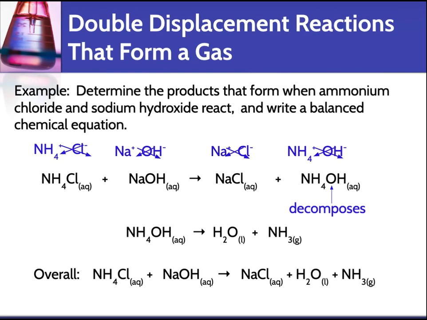So those are the types of double displacement reactions that you're going to be asked to predict products for. The ones from the previous lesson with the precipitate, and these new ones: the neutralization reactions that create water, and the double displacement reactions that are followed by decomposition to produce a gas.